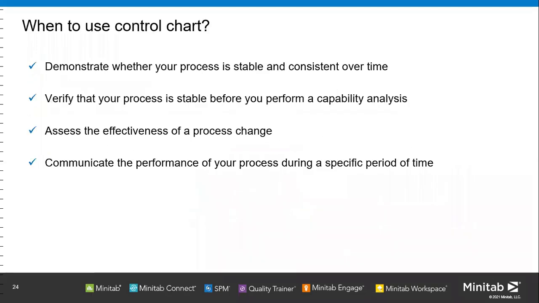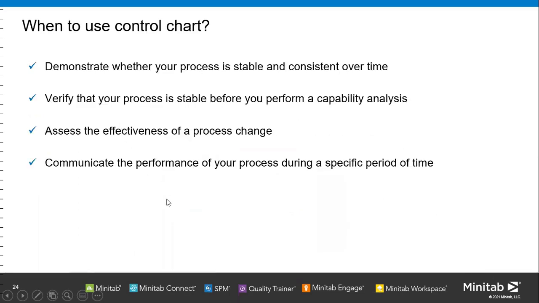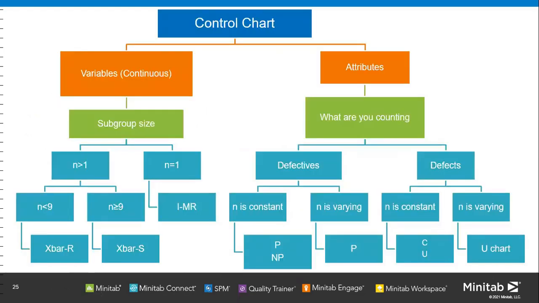So when to use a control chart? When you want to demonstrate whether your process is stable or inconsistent over time. Maybe you want to verify your process is stable. Maybe you want to look at the effectiveness of a process change. For example, this month you just run with the actual process, and another month you make an improvement to your process, so maybe there is a difference in the upper control limit. You can look at this control chart. And maybe you want to communicate the performance of your process during a specific period of time. So this is the basic control chart.